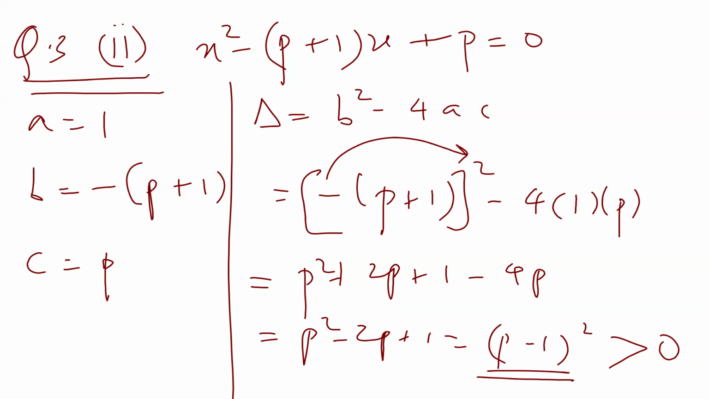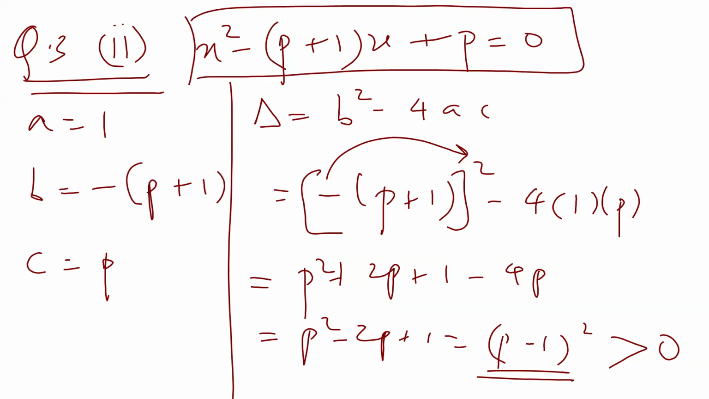p is equal to 1, delta is equal to 0. So the roots will be always rational when delta is equal to 0. Real and equal. Right, I said rational, sorry. So when delta is equal to 0, the roots are real and equal. But at the same time, if p is rational, then the roots are rational as well.